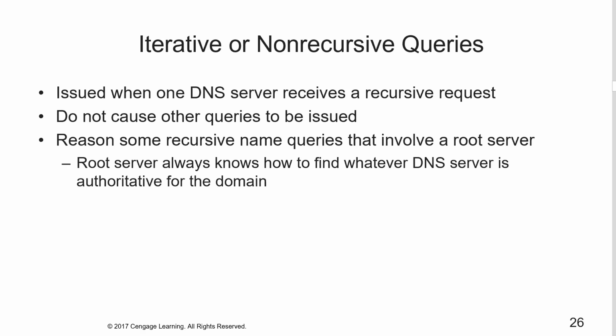So iterative or non-recursive queries are issued when one DNS server receives a recursive request, and it does not cause other queries to be issued. The reason is some recursive name queries involve a root server, and the root server always knows how to find whatever DNS server is authoritative for that domain.